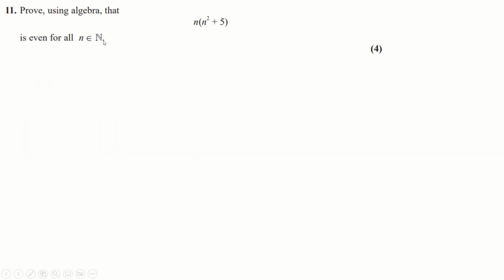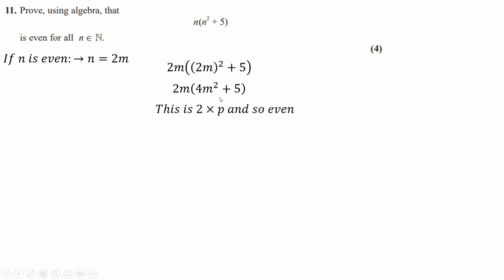Show this is even for all n. So we'll start with n as even numbers itself. So n is 2m, put 2m into here. This is obviously even because it's 2 times something. You don't even need to write that next line out. So that's done. Next, show what happens when n is odd.